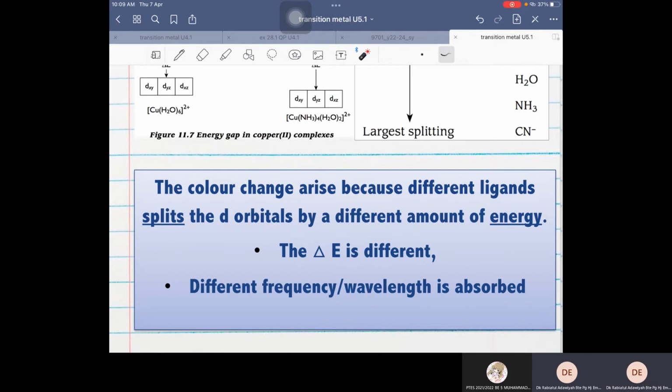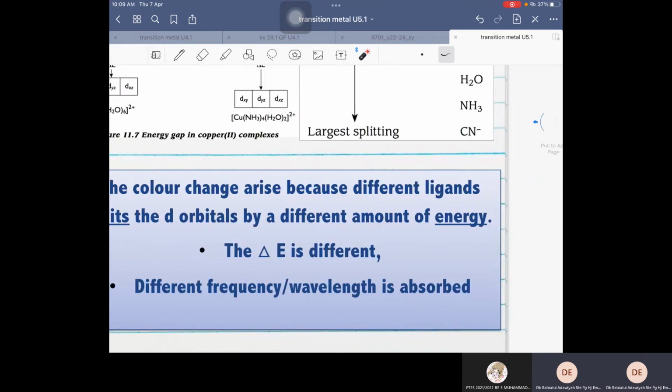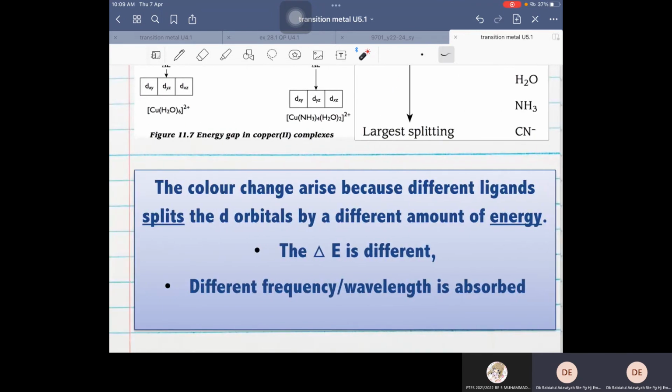Okay, that's it for today. That covers the explanation of colors in transition metal complexes.